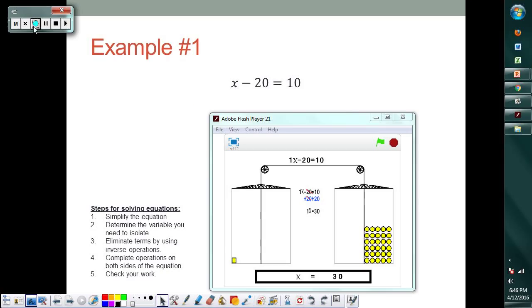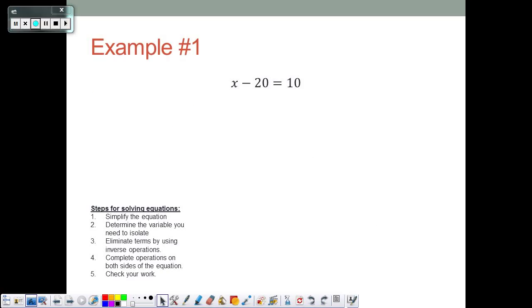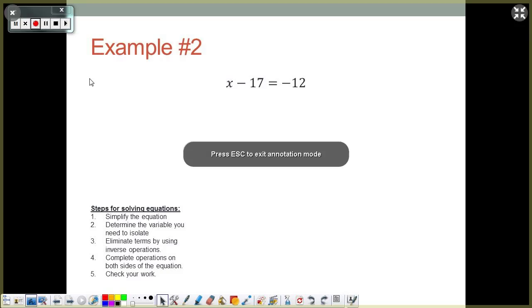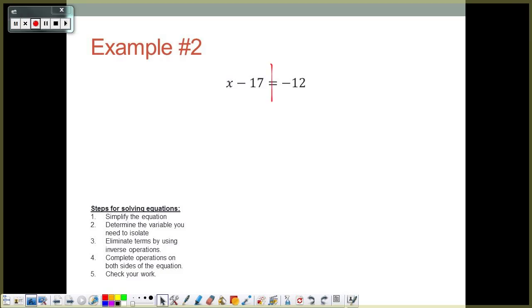Alright, let's go ahead and see example number 2. Here I have x minus 17 equals negative 12. So again, real quick, I'm going to plan out how I'm going to put this into the application. I have my left and right side. My first term has a variable, it's 1x, and my second term doesn't, so it's negative 17. And then on my right side, I have negative 12.